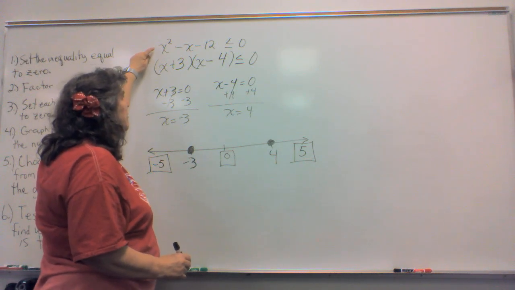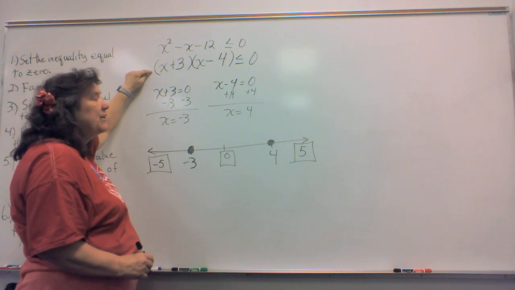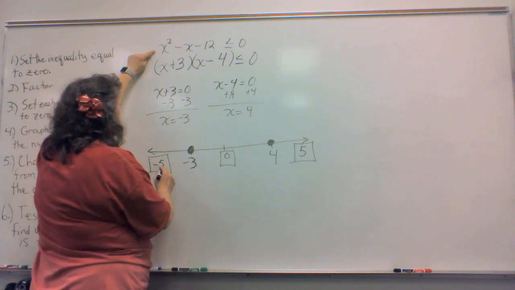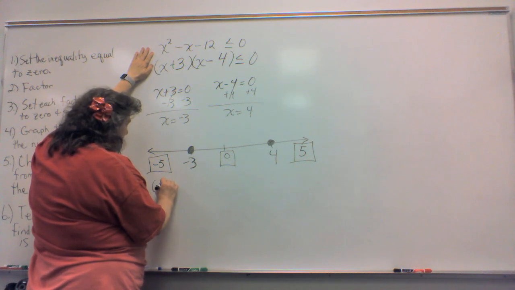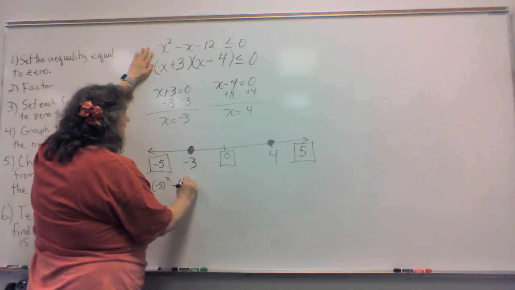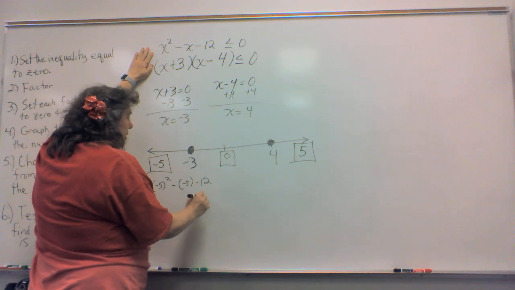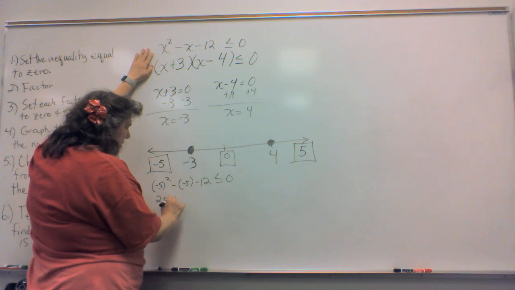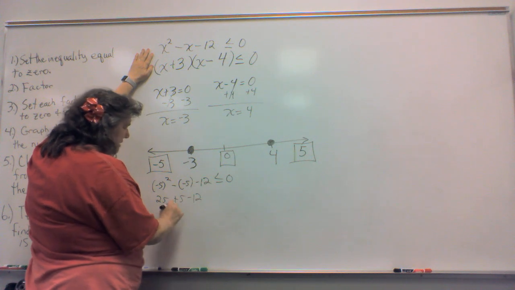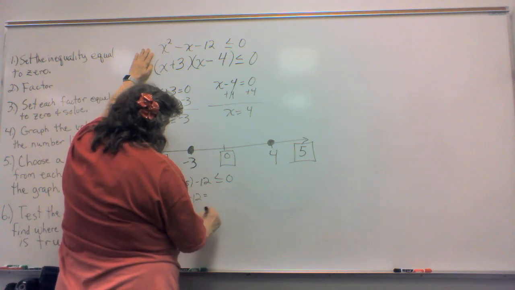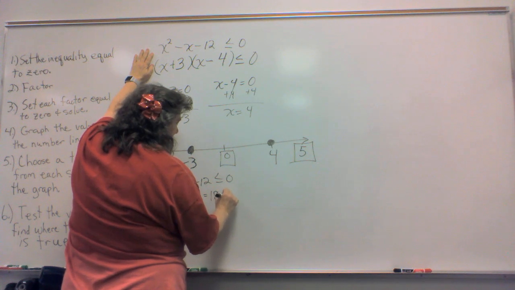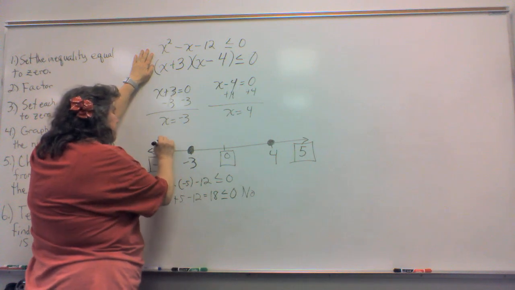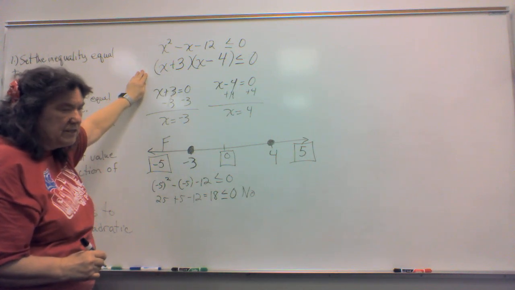We could either use our original equation or our factored form of an equation. And I'll show you the advantages of both ones. If I put -5 in the first, I have -5 squared minus a -5 minus 12. Is that less than or equal to 0? Well, this is a positive 25 plus 5 minus 12. That's 30 minus 12, which is going to make an 18 positive. Is that less than or equal to 0? No, that is not. Therefore, this is false. That section of it is false.